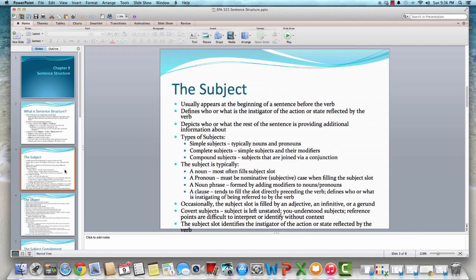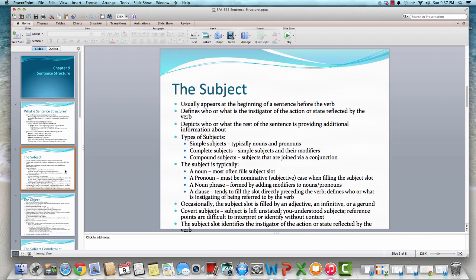The subject can also be a noun phrase, which is formed by adding modifiers to the nouns or pronouns. And the subject can be a clause, which tends to fill the slot directly preceding the verb. It defines who or what is instigating or being referred to by the verb. And we will get more into clauses in next week's discussion and chapters. Occasionally, the subject slot is filled by an adjective, an infinitive, or a gerund. But that's not what this typically is. But sometimes you do have a subject slot that is filled by those types, such as "seeing is believing," the gerund example.